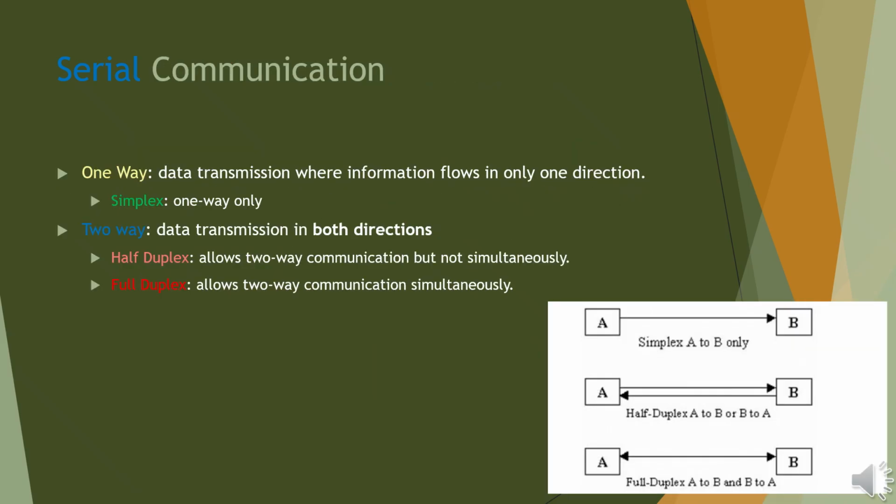Serial links can operate in different modes depending on the direction of data flow. A simplex connection allows one-way communication only. Data flows in a single direction. A half-duplex link supports two-way communication, but only one device can transmit at a time. In contrast, full-duplex communication allows both devices to send and receive data simultaneously.